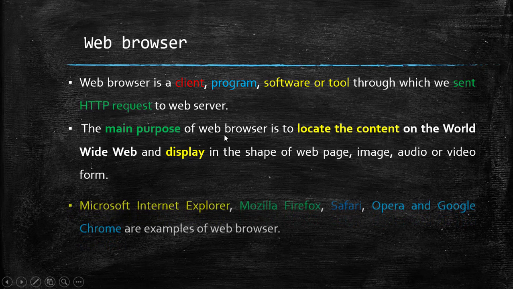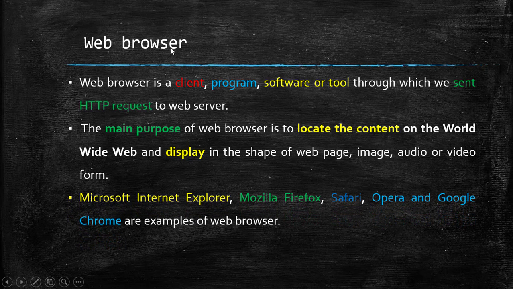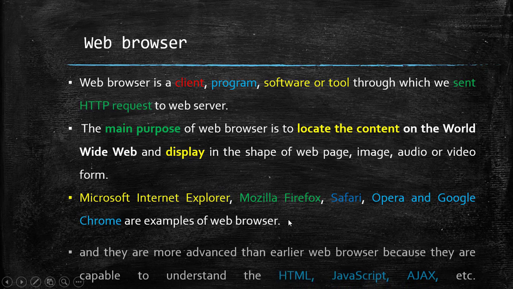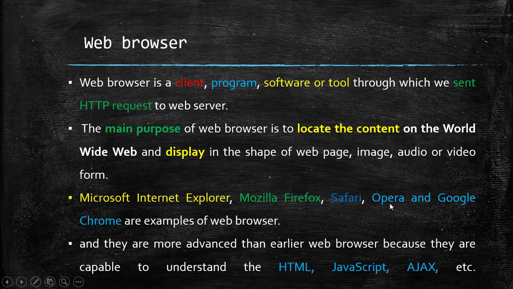Now let's see examples of web browsers. A web browser is part of our daily routine life. Microsoft Internet Explorer, Mozilla Firefox, Safari, Opera, Google Chrome, all these are examples of web browsers, and we have all been using them for many days. All these web browsers, like Opera, Chrome, Safari, or even the early Microsoft Internet Explorer, are now advanced web browsers.